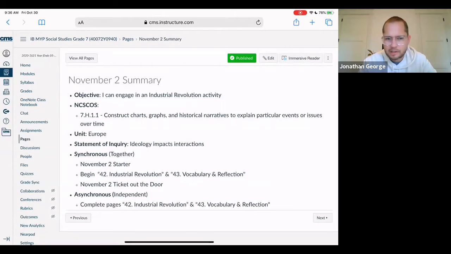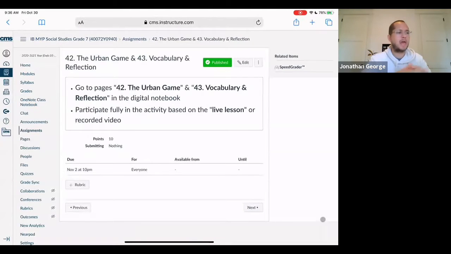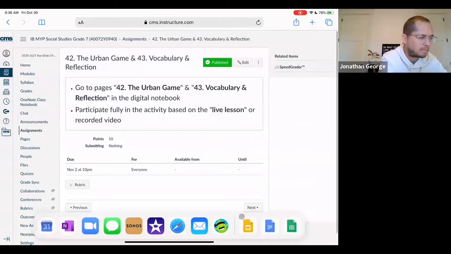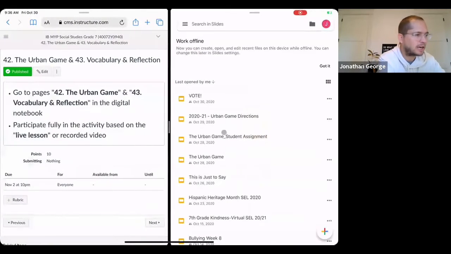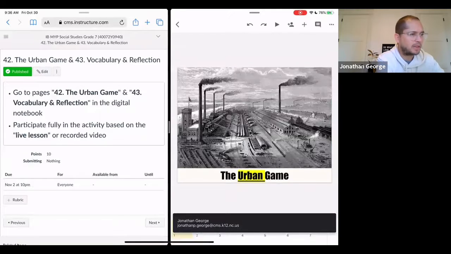Then synchronous work today in class is to do the starter. We're going to continue to work on 42 and 43 to take it out the door, and then you need to complete 42 and 43 for your asynchronous work. All right, so everybody go to 42 and 43, please, in your digital notebook. And I'm going to pull up the slideshow. We're going to start again from where we left off.